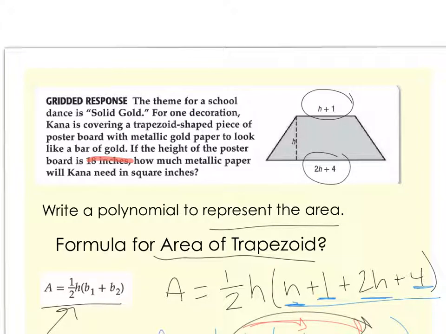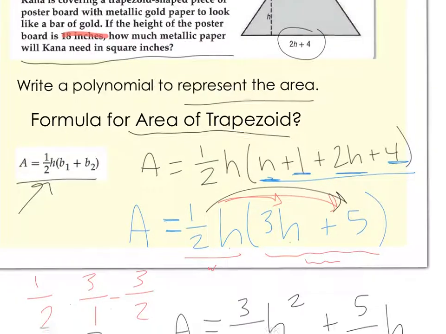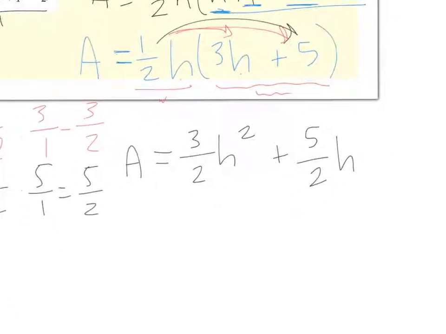Now we're not quite finished with this problem yet because the question that was asked was how much metallic paper will Kana need in square inches? Well, we have one step left to do. We know the height of the poster board in that red highlighter there is 18 inches. So if I go back down to my problem here, I want to plug in 18 for what variable? You guessed it, I want to put that in for h here, 18 there, and 18 there.